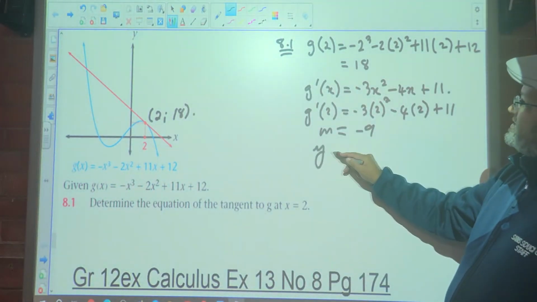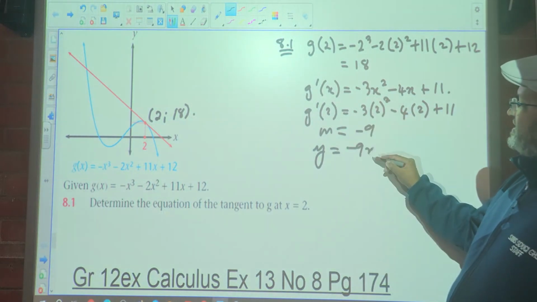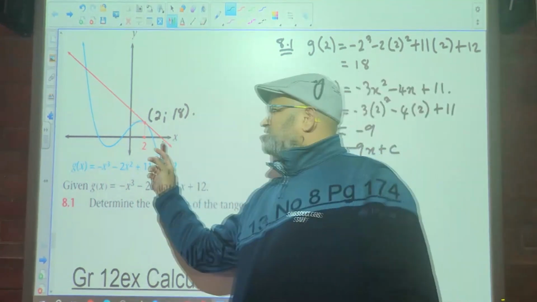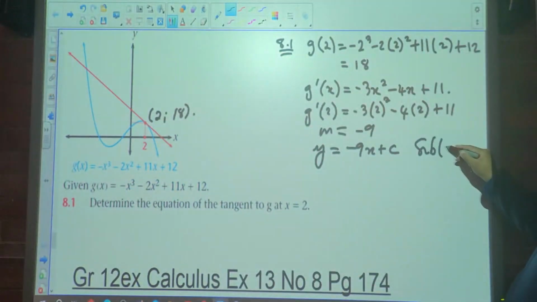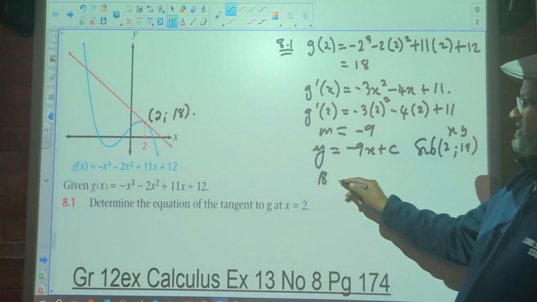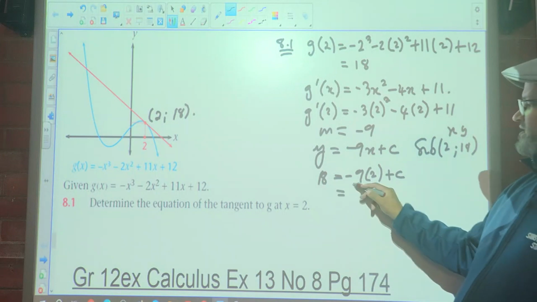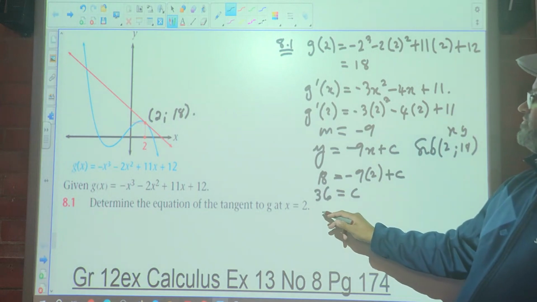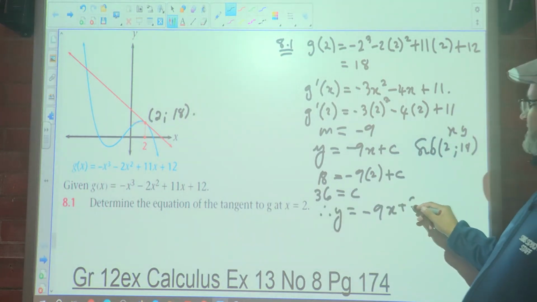So the equation is y is equal to mx plus c. So y is equal to the gradient, which is negative 9x plus c. And the only point that this graph is going through that we know of is 2 and 18. So I'm going to substitute 2 and 18, remembering that's an x and a y. So 18 is equal to negative 9 times 2 plus c. So that is negative 18. Take it out, becomes positive 18, which is 36. So my equation is y is equal to negative 9x plus 36.